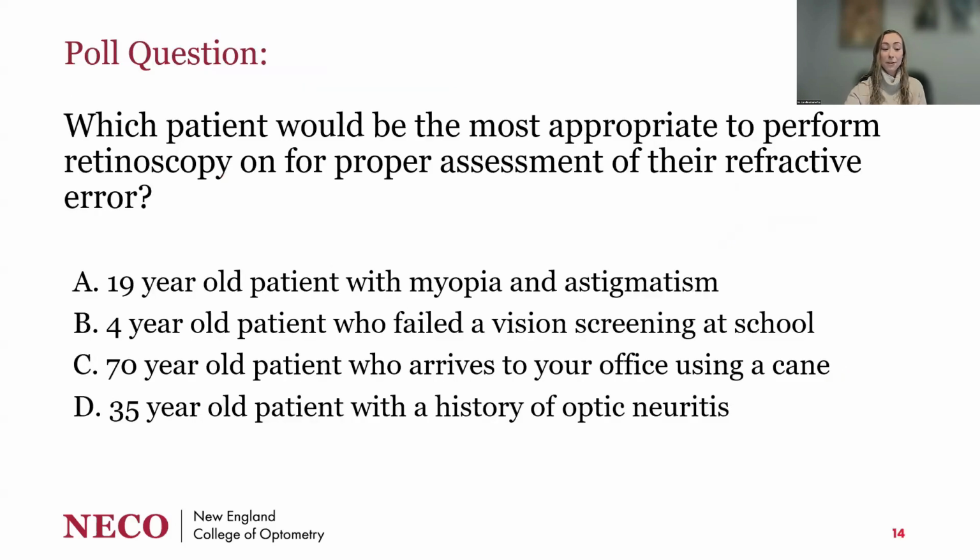We'll be starting our first poll question. This question asks, which patient would be the most appropriate to perform retinoscopy on for proper assessment of refractive error? This would be a 19-year-old patient with myopia and astigmatism, a 4-year-old patient who failed a vision screening at school, a 70-year-old patient who arrives to your office with a cane, or a 35-year-old patient with a history of optic neuritis. And we'll give you a few seconds to go ahead and submit your responses.